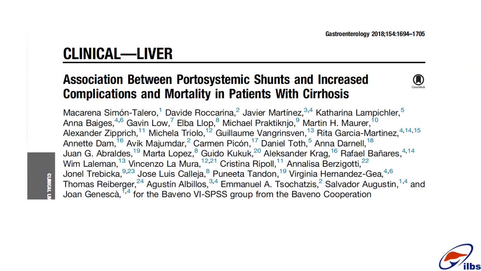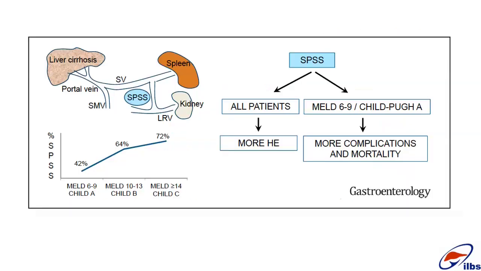Though I started the work in 2011, this gives me some evidence of what I was doing. So this came up in 18, but we thought of it way back in 11. This paper talks about the association between portosystemic shunts and increased complications and mortality in patients with cirrhosis. It was a multicentered European trial consisting of almost 18,000 patients.